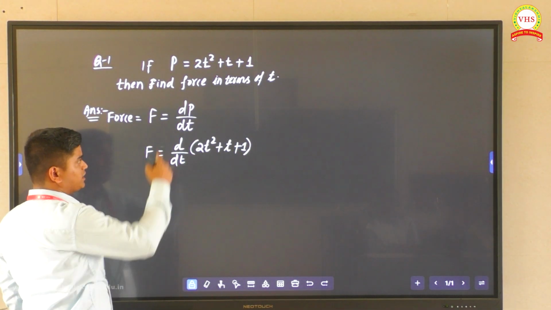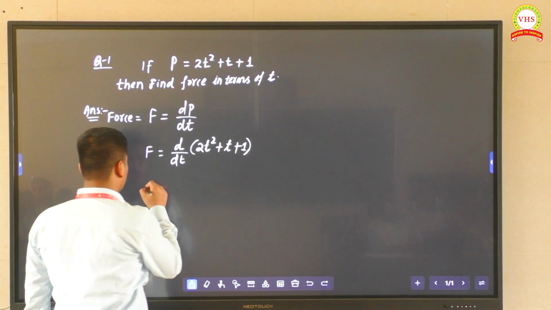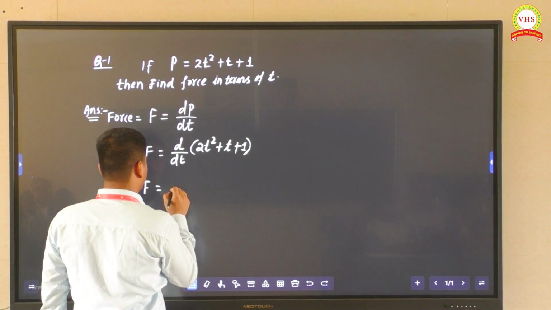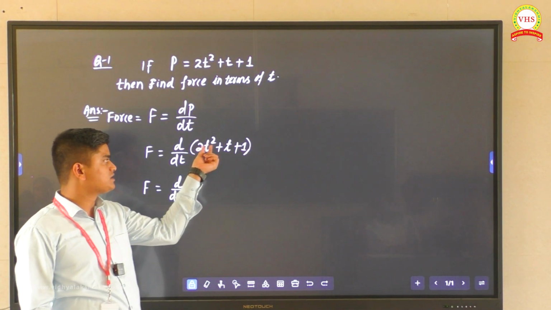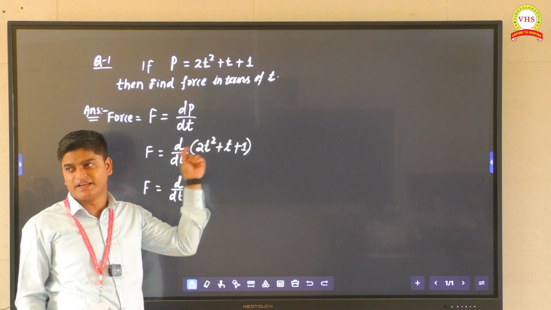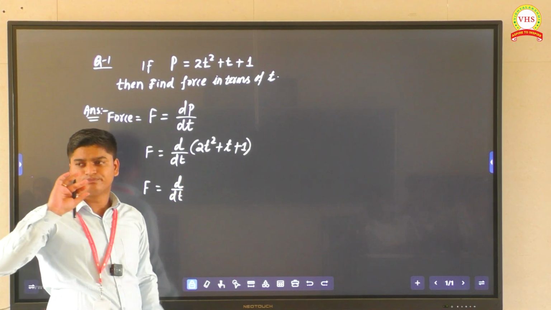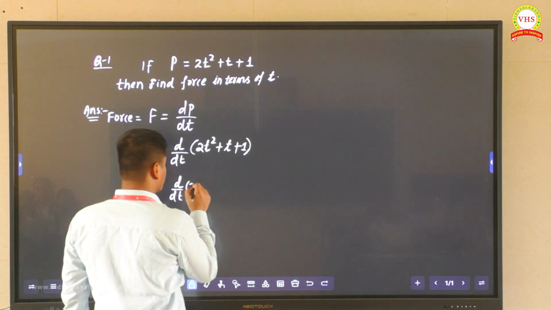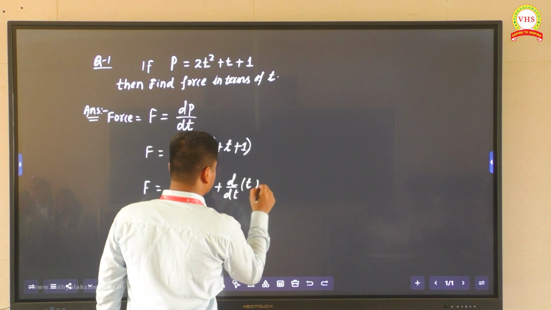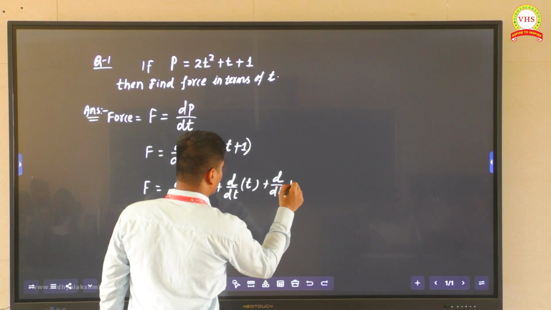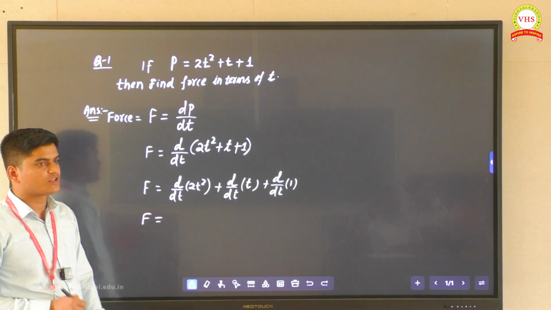Now see here, instead of momentum I substitute 2t square plus t plus 1. Now what you can do here, F equal to, if differentiation I will take here, now d by dt of each term, whatever each, before plus, after plus, whatever there, I am telling it is each term. You know that, right? Now here, this each term you have to differentiate. So first you differentiate 2t square, second you differentiate t, third you differentiate 1. Now same here. What force you are getting, say?